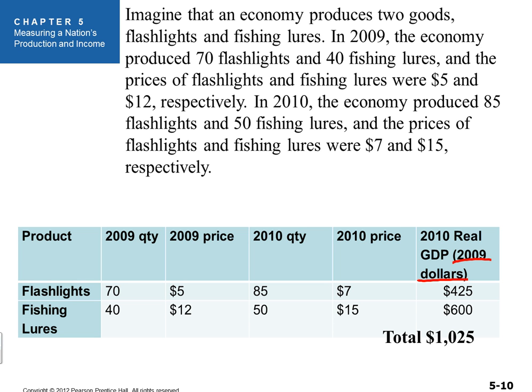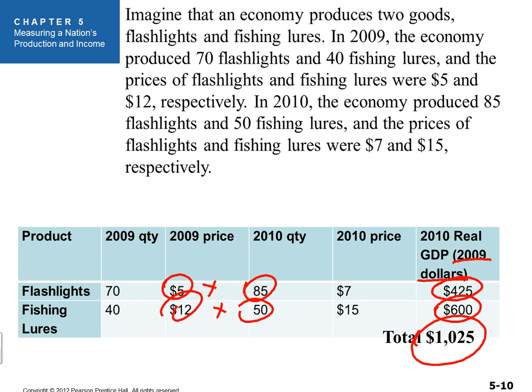So the way we do that is we take the 2010 quantity and then take the 2009 price, multiply those, and that would give us, in real terms, in 2009 dollars, the production of flashlights in 2010, which is really only 425. And then if you calculate fishing lures, 12 times 50, the amount in 2009 dollars that we produced in fishing lures in 2010 is 600. The total is going to be 1,025. You add 425 and 600.